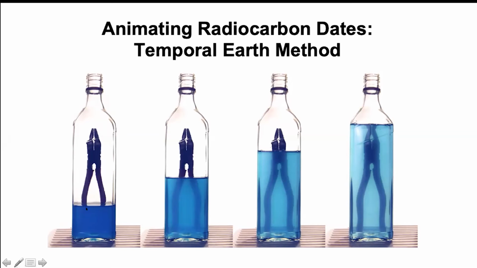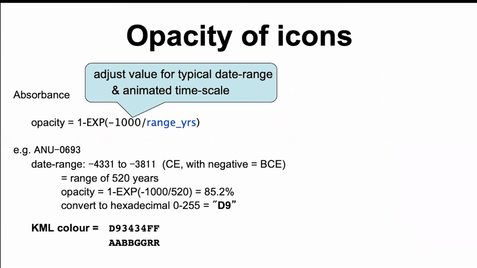You can see this first image, and the pair of pliers is behind the bottle, just so you can see whether the water is opaque or not. The first one you can see is almost entirely opaque and very dark blue. And as you get to the end, it's mostly transparent with only a much lighter blue. And this is really important because if you animate a set of dates and you just use the confidence ranges, then the worst dates, the least precise dates, actually end up dominating the animation because they last much longer than all the rest. So this is the way that I calculate the opacity of each icon.